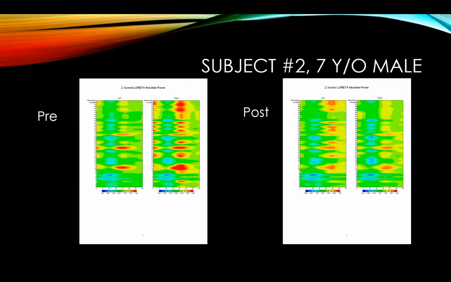All right, here's another one. I'm a 7-year-old male, and this is the LORETA absolute power. And if you look on the left here, you definitely can see how the brain responds, and there's quite a bit of absolute power increases here in the beta 1, beta 2. Now, if we look on the right here, you can see what happens 20 minutes later.